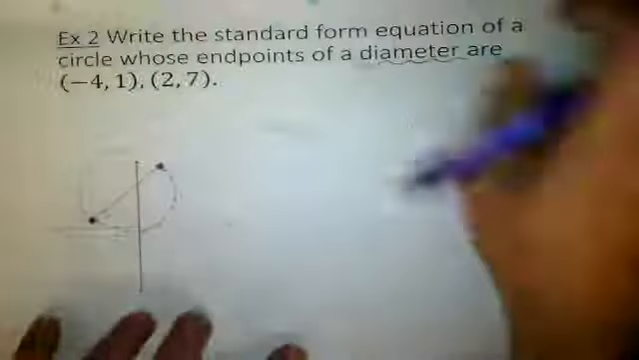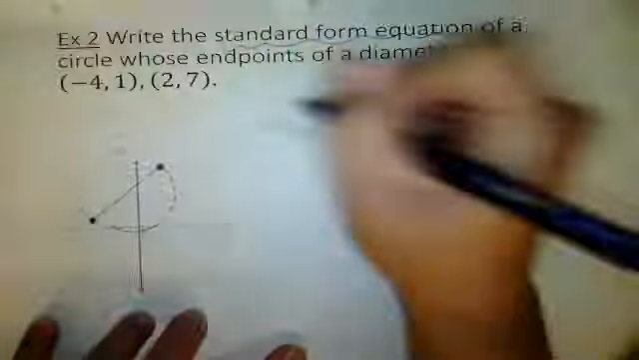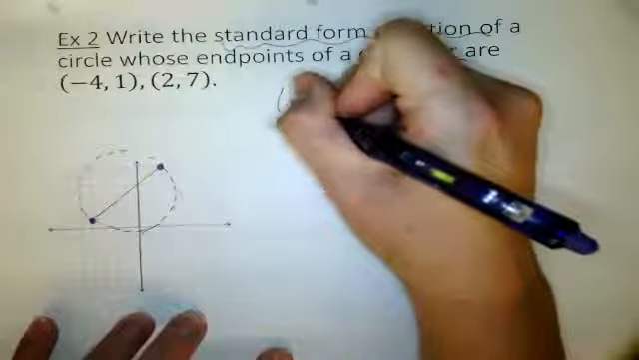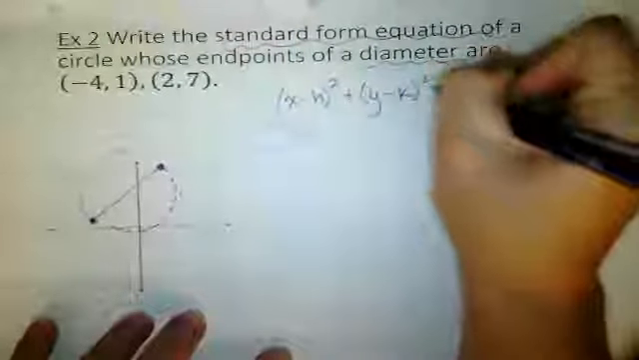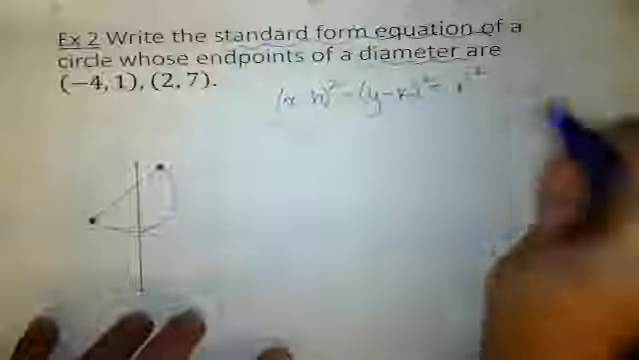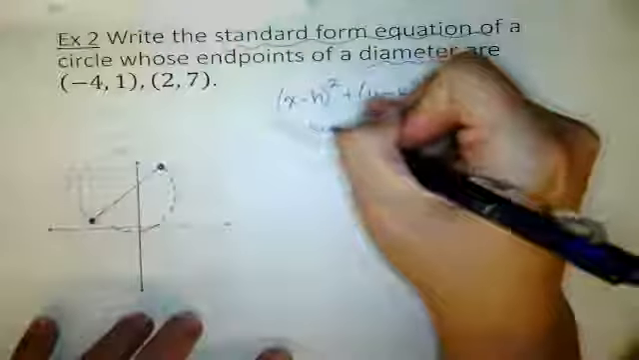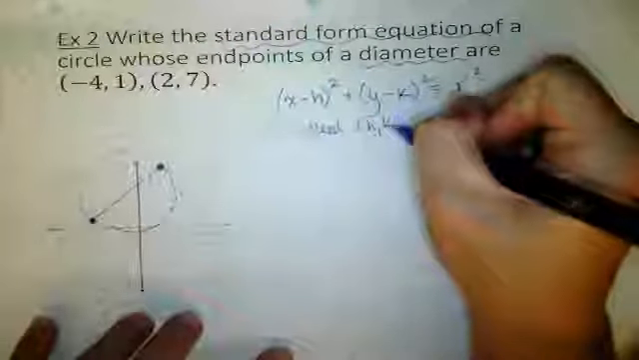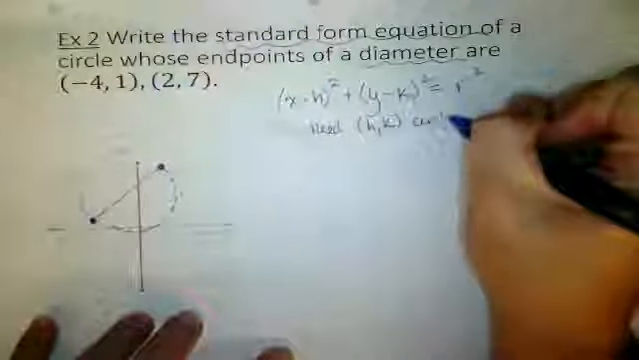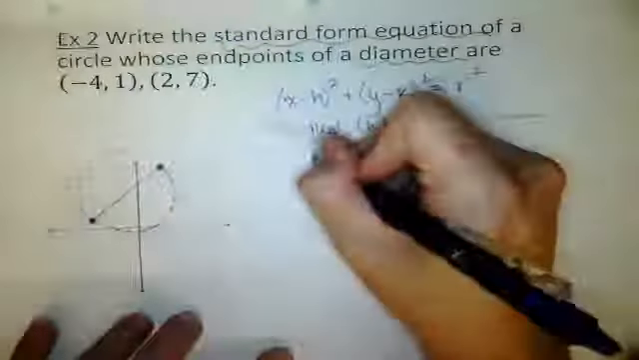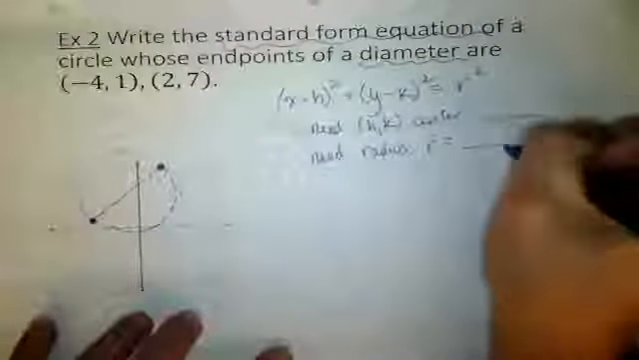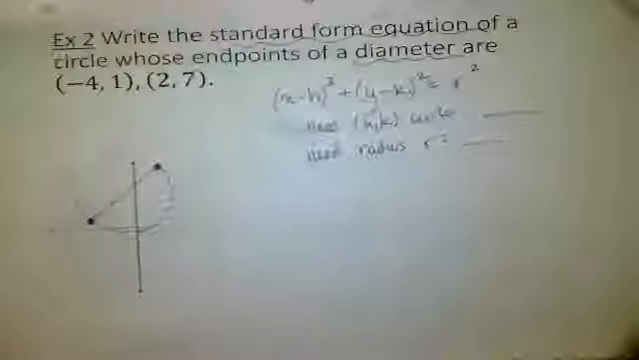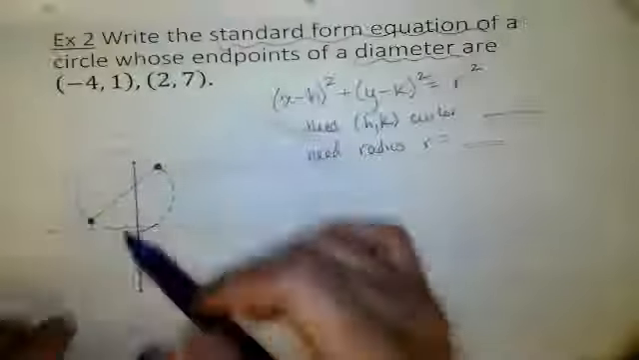Okay. So first of all, what is the standard form equation of a circle? (x minus h) squared. Good. You've got to know it, ladies and gentlemen. In order to write this equation, we need two things. We need to know h and k, which is the center of the circle. And then what else do we need? The radius. All right. If we know those two things, then we can simply plug them in and we're done. That's it.